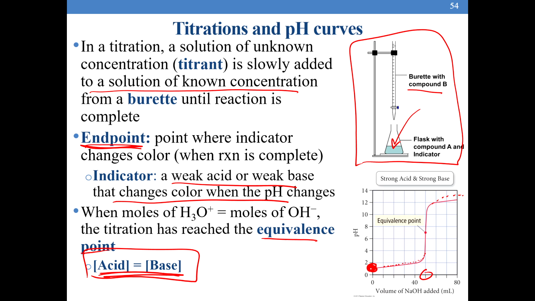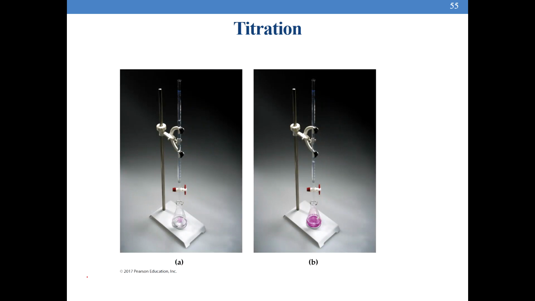So just to be clear, what does that endpoint actually look like? This is an image from your book that's showing the very beginning. You can see it starts to turn that sort of fuchsia pink color right where the burette drops the base into the flask, and once the equivalence point is reached, the whole thing is this fuchsia pink color, okay? It's just a pale pink color, but that means the experiment is over and you can do the math and figure out the volume of base that was added, okay?